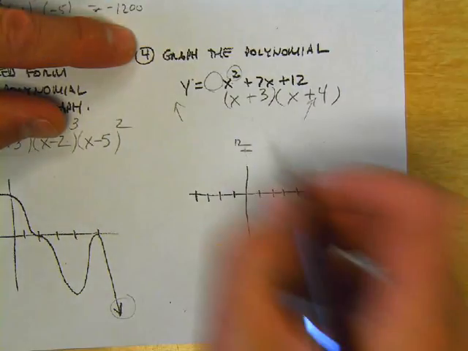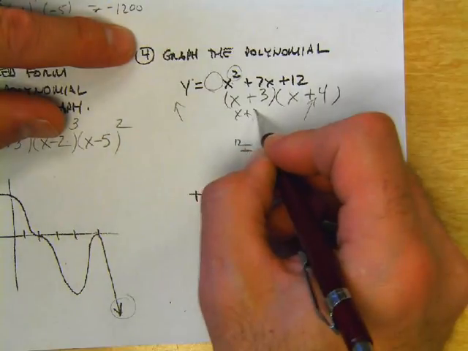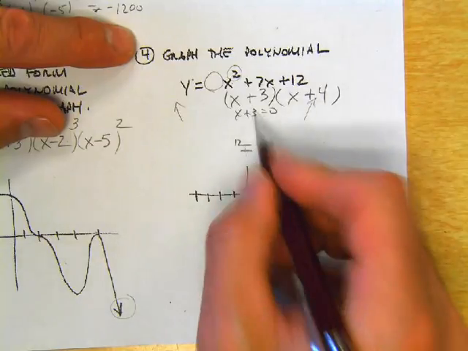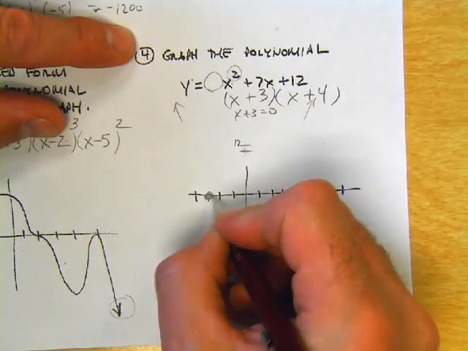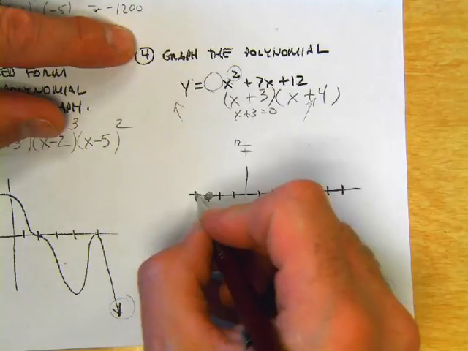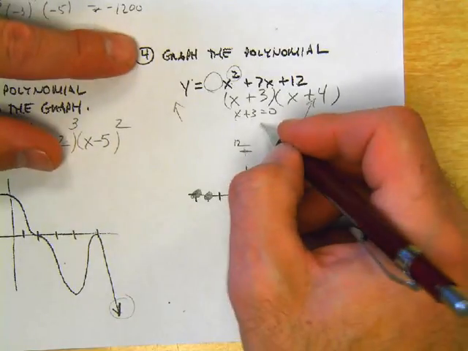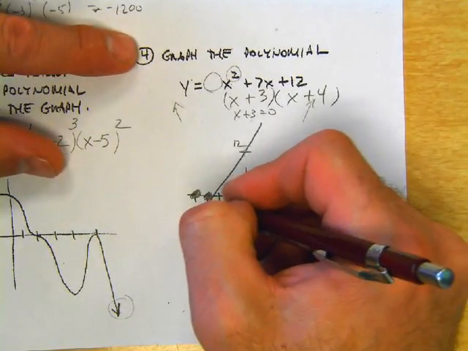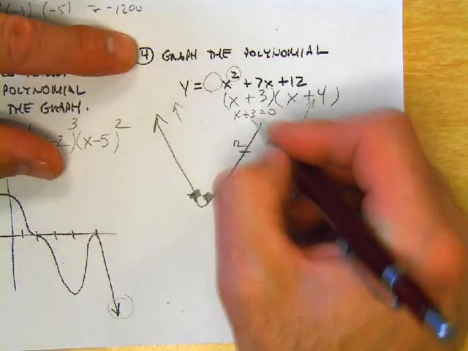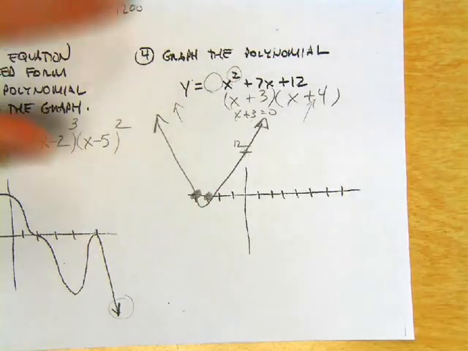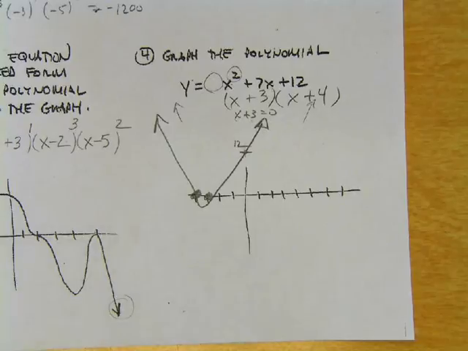To get the roots, we would set these equal to 0 and solve. We'll have one root at negative 3 and one root at negative 4. And so our graph could look something like that. Okay.